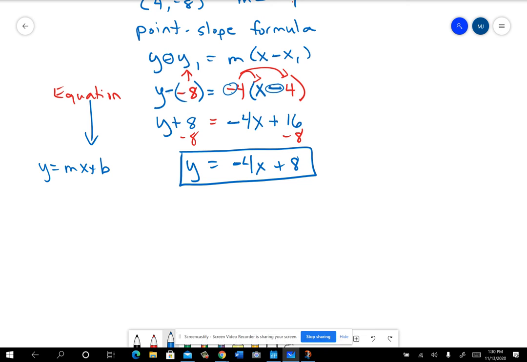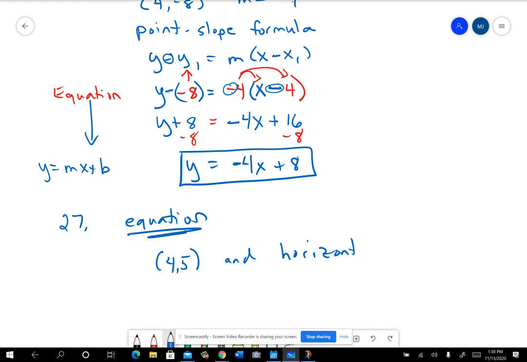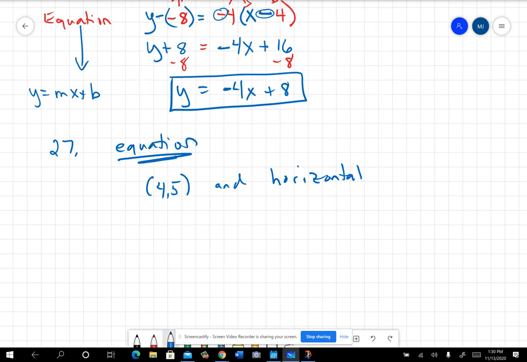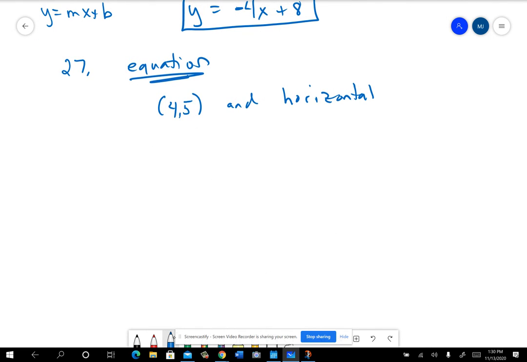All right, so now let's look at kind of a tricky one. So here's one, number 27, that says write an equation of the line. Okay, so it doesn't want slope, it wants the equation of the line. And your line is supposed to go through the point (4, 5) and be horizontal. I would almost insist that you plot the point and look at it. So here's the point (4, 5).